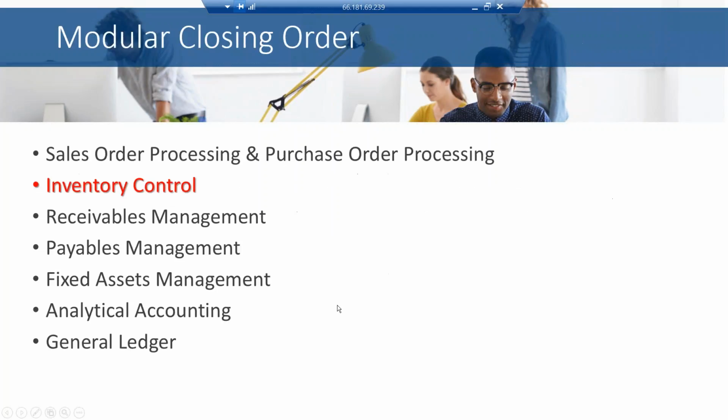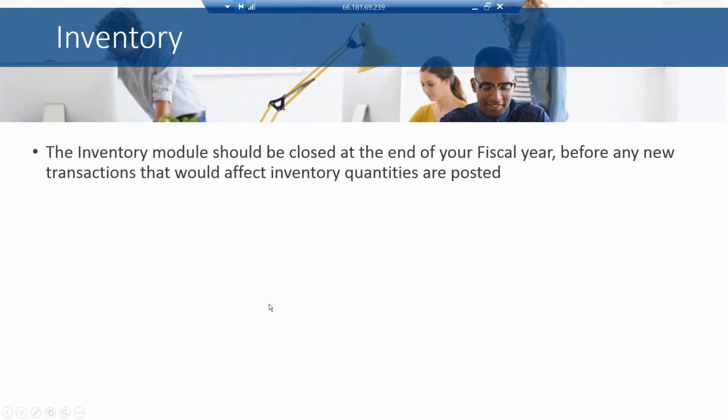Okay, let's move on. The next module that I wanted to talk about was inventory. First of all, the inventory module should be closed at the end of your fiscal year before any new transactions that would affect inventory quantities are posted. The reason that it's important to do this is there are a number of summary numbers that are actually stored inside of Dynamics GP that we want to make sure are accurate for the year for which we're working. So the inventory module just has one year-end close.